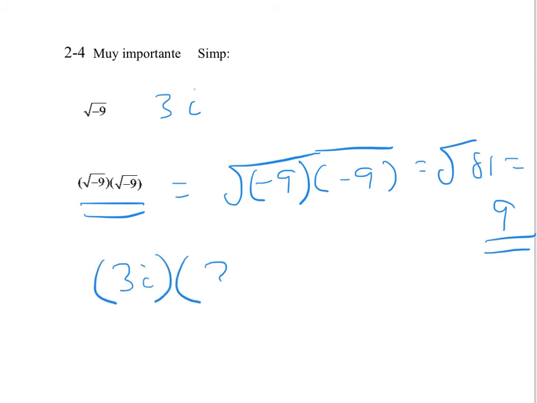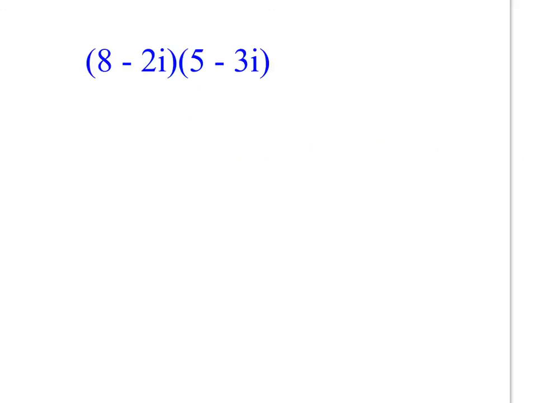Radical negative 9 is 3i. 3i times 3i is 9i squared, which then becomes negative 9. And so when we're multiplying two radicals with negatives, we end up with a negative answer, not positive. So just be careful of that. Muy importante.